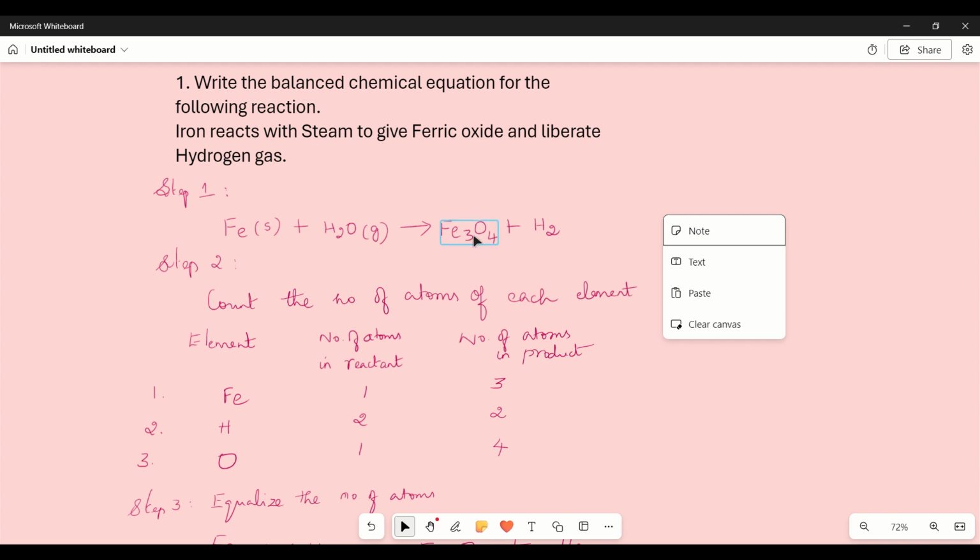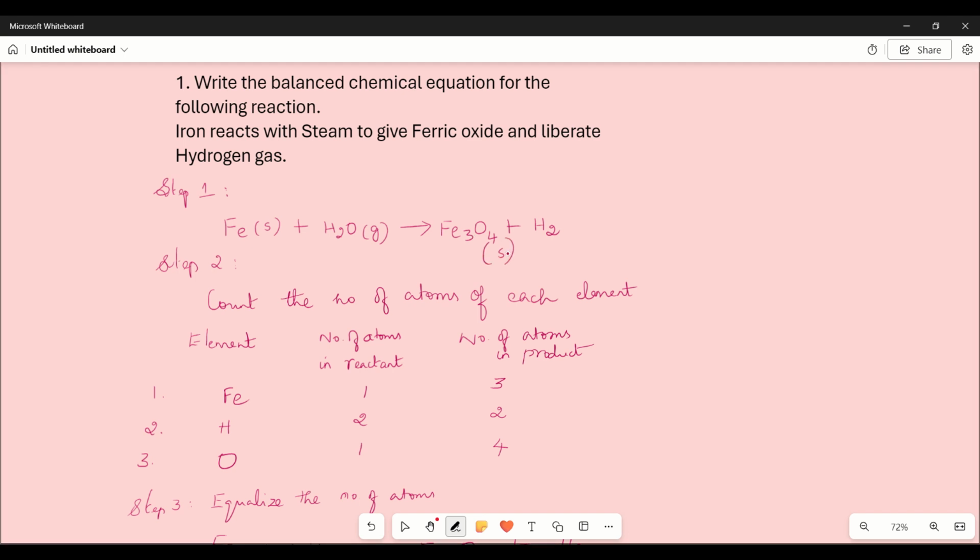So Fe3O4 plus H2. Hydrogen is liberated, so we have written H2. H2 means hydrogen gas. One more thing we have to add here is this iron oxide will be in solid state, whereas this hydrogen gas is liberated, so we can write G here. So this is the first step. First we have to write the chemical equation.